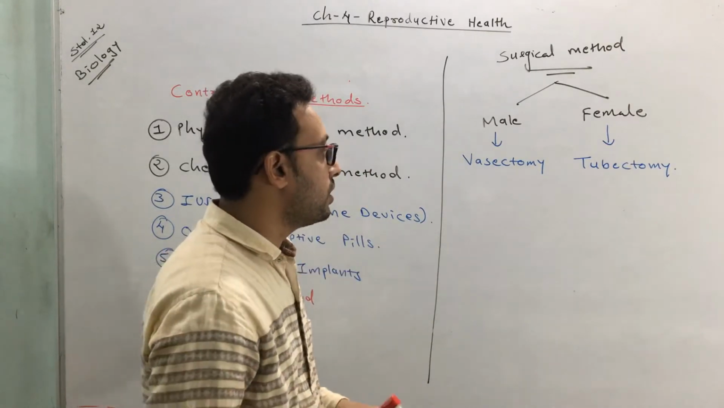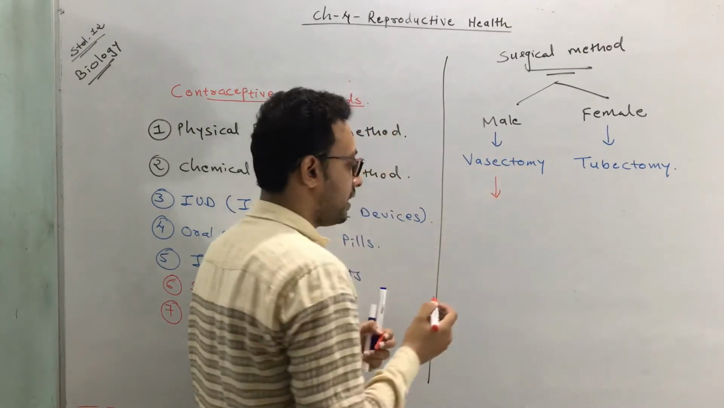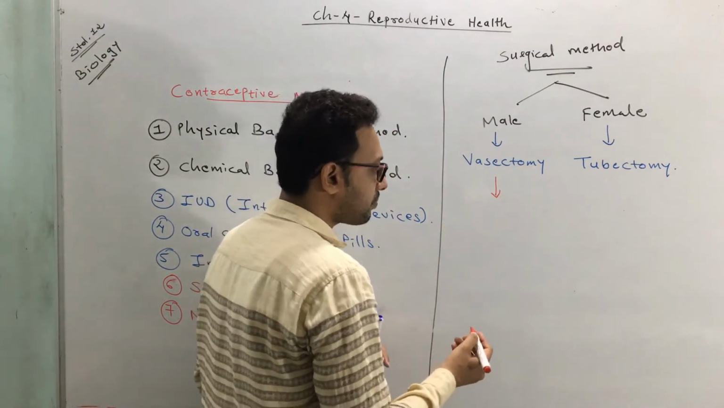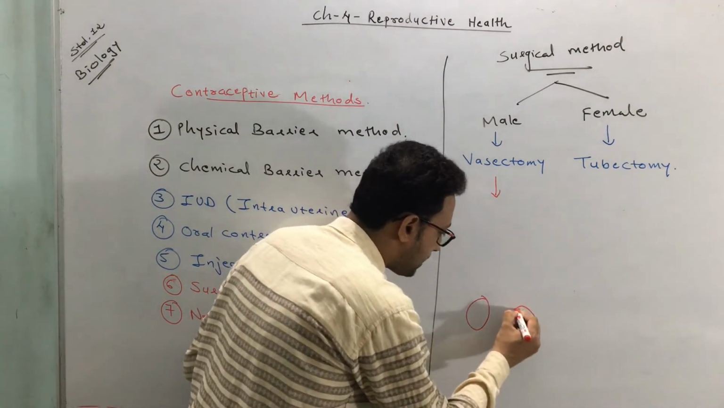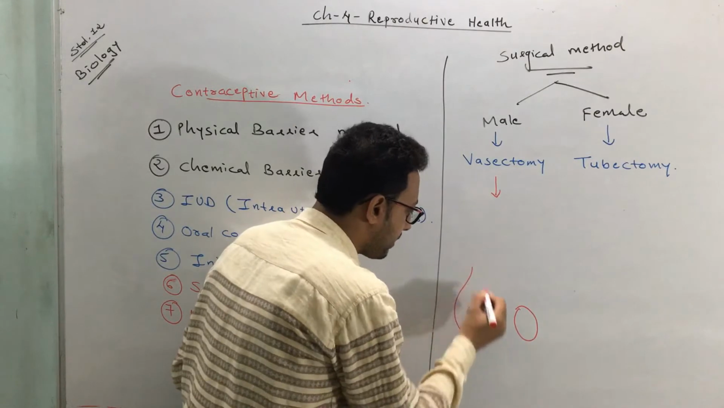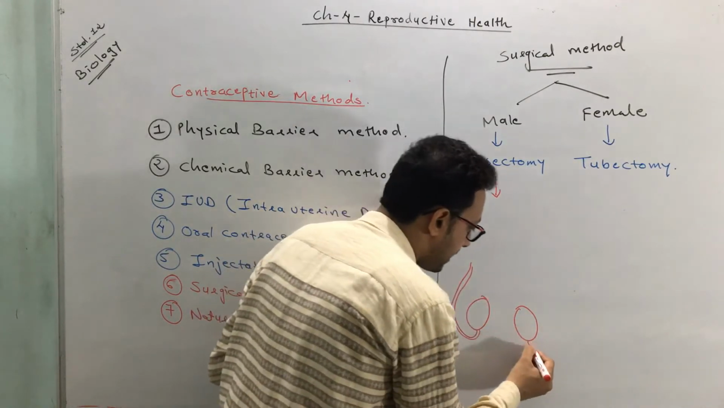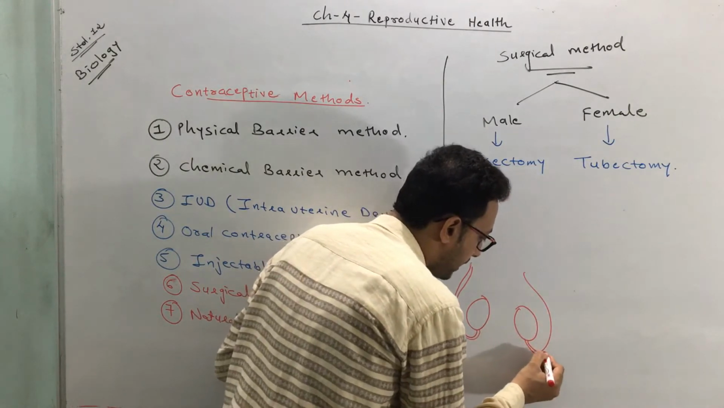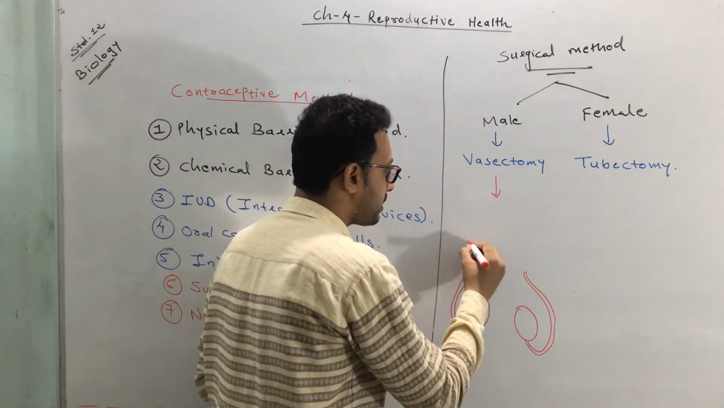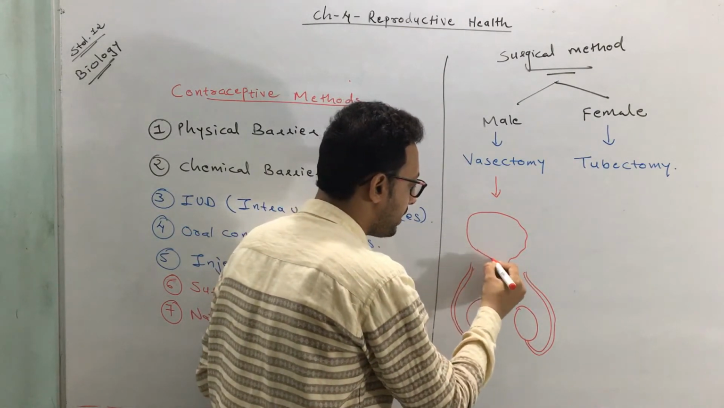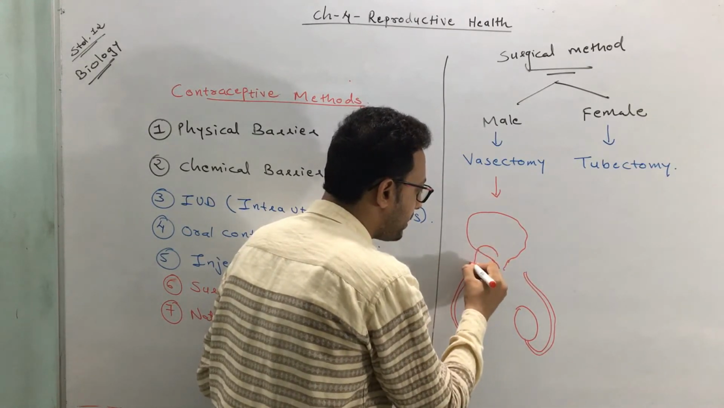So we learn it one by one. See what has to be done in vasectomy. You know the structures of the male reproductive system. It consists of a pair of testes, two testes. From them different accessory ducts arise, and one of the accessory ducts arising from it is called the vas deferens. This is a tube. I am not drawing the whole structure. This is the urinary bladder. The vas deferens makes a loop over the urinary bladder.